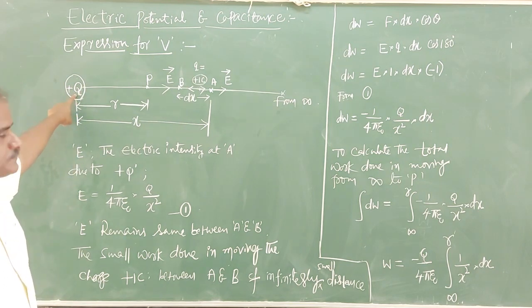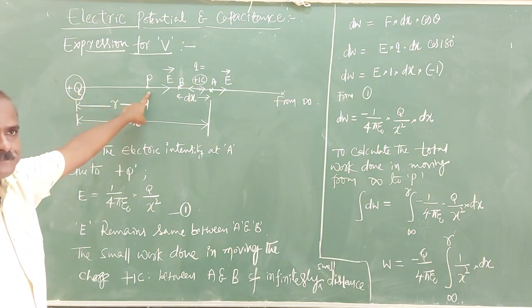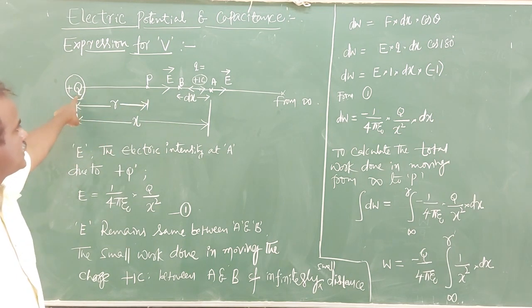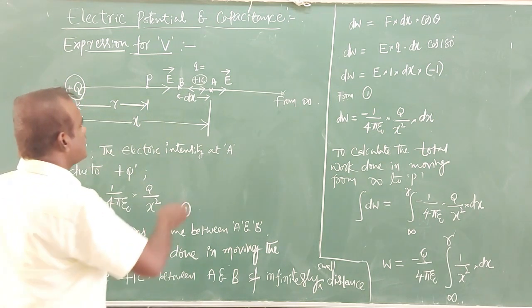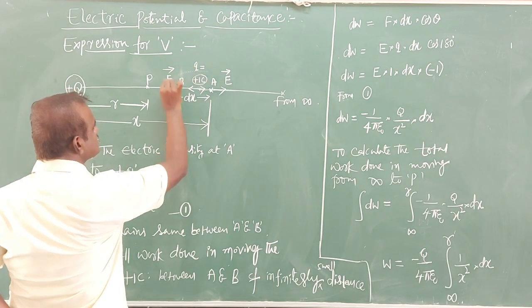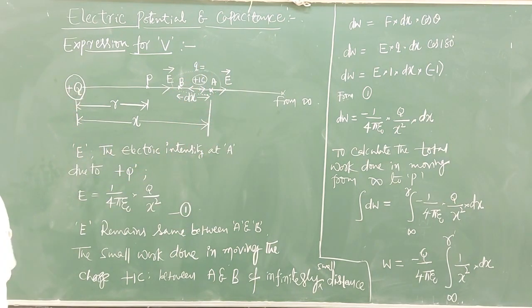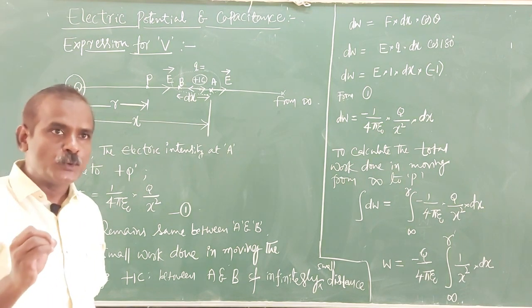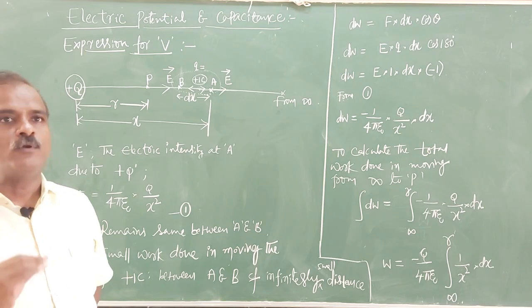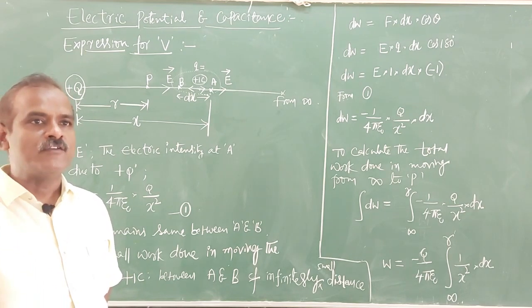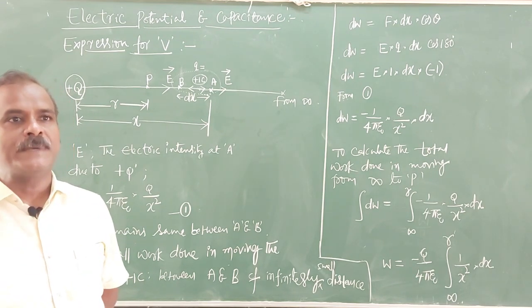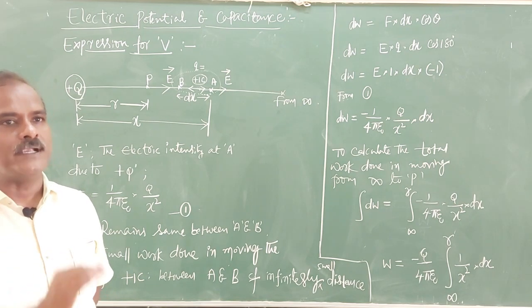Plus Q charge is given. Our aim is to find potential at P, distance R from Q. For that, we have made an arrangement where charge is to be moved from A to B. First, we would like to know how much small work is to be done to move from A to B. Then we will extend the same from infinity to given point.